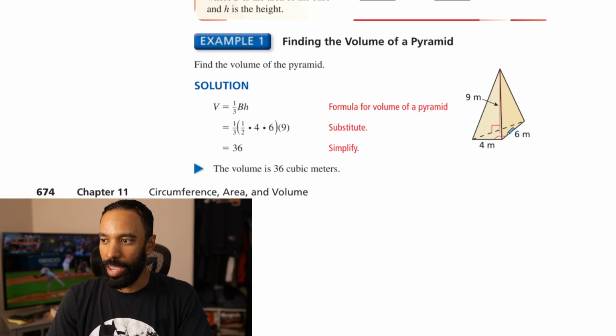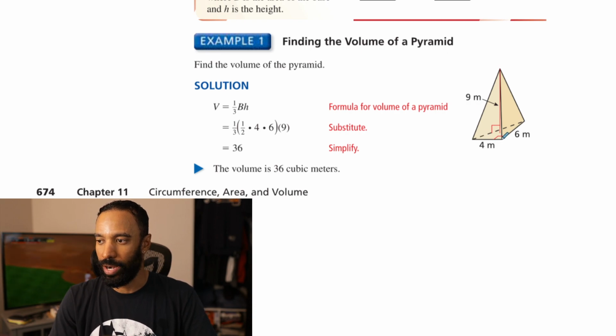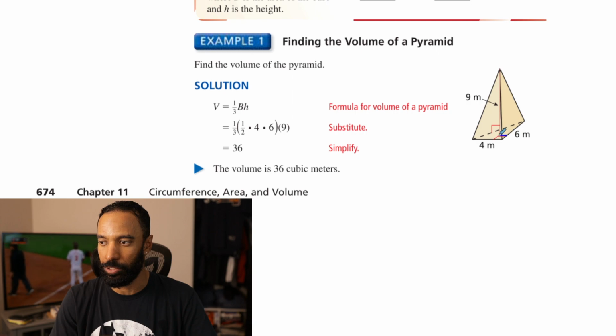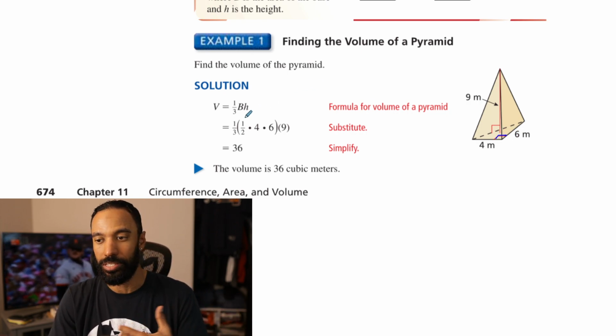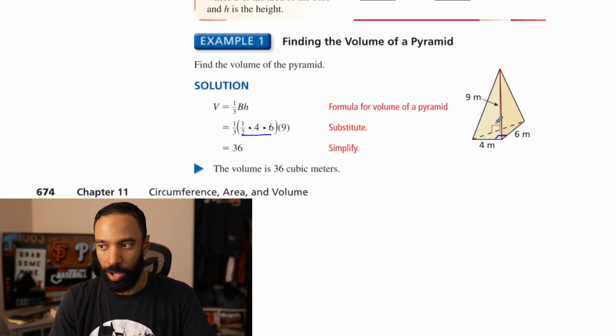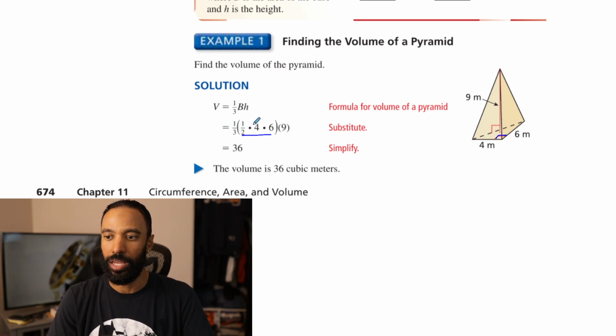We have a triangular pyramid where the area of the base, we can do 1/2 base times height of the base, because these parts are perpendicular to each other. And that's the same thing, height perpendicular to base, even for the base itself. So 1/2 base times height is the area of the base of the triangle. That's going to be 12. The height of the pyramid is 9 meters. So we multiply area of base times height, and we take 1/3 of that.